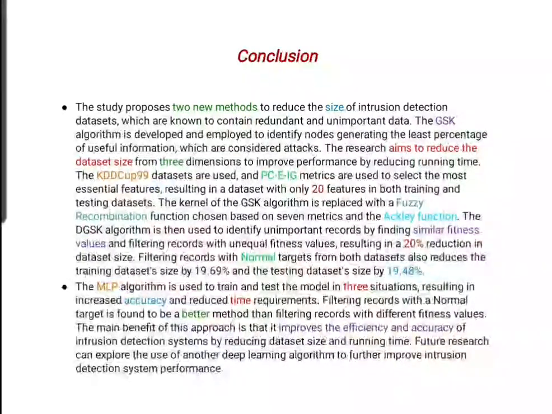The MLP algorithm is used to train and test a model in 3 situations, resulting in increased accuracy and reduced time requirement. Filtering records with a normal target is found to be a better method than filtering records with different fitness values. The main benefit of this approach is that it improves the efficiency and accuracy of the intrusion detection system by reducing dataset size and running time.